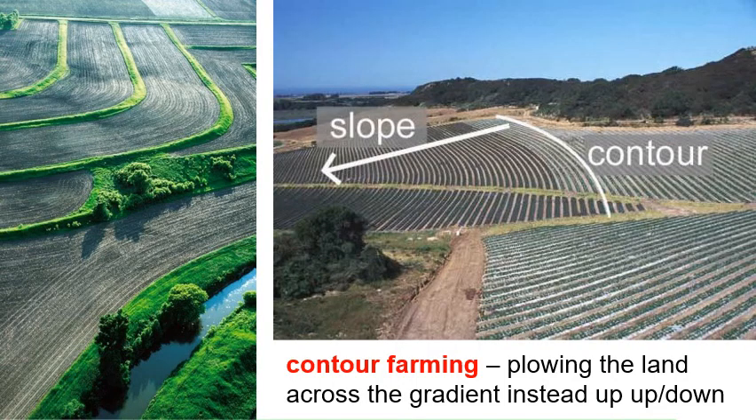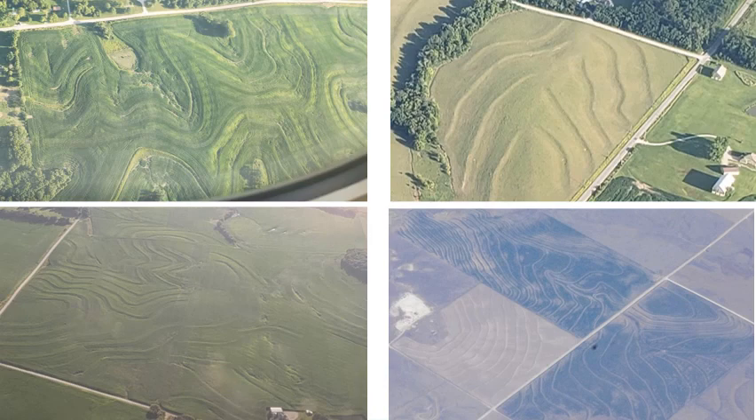This process is called contour farming. This is where we plow the land across the grade or across the hills instead of up and down. And it makes water slow down and cause less erosion. You can see it from the air a lot of places. You'll see these kind of weird, funky shapes in farmers' fields, and that's because they are following the shape of the hill and not going in a straight line, which would maybe cause more erosion.